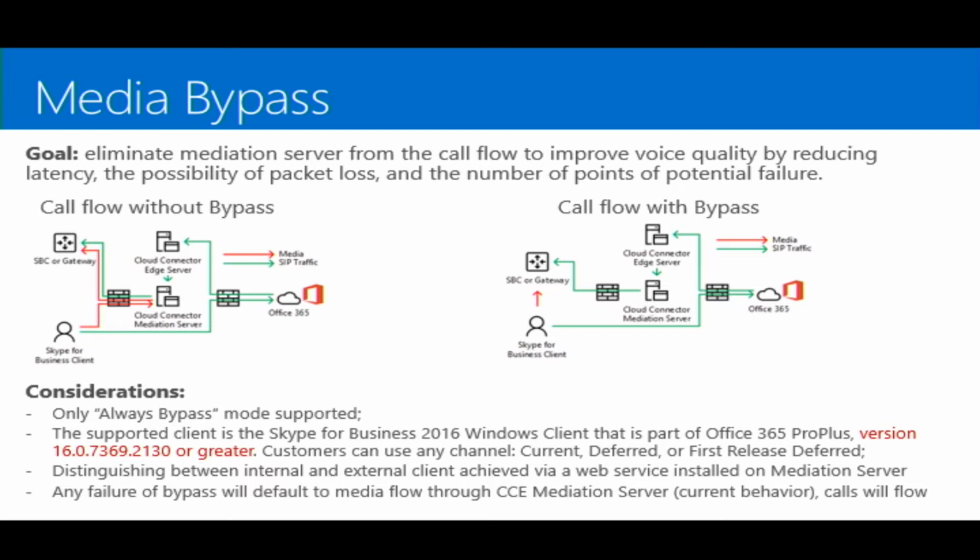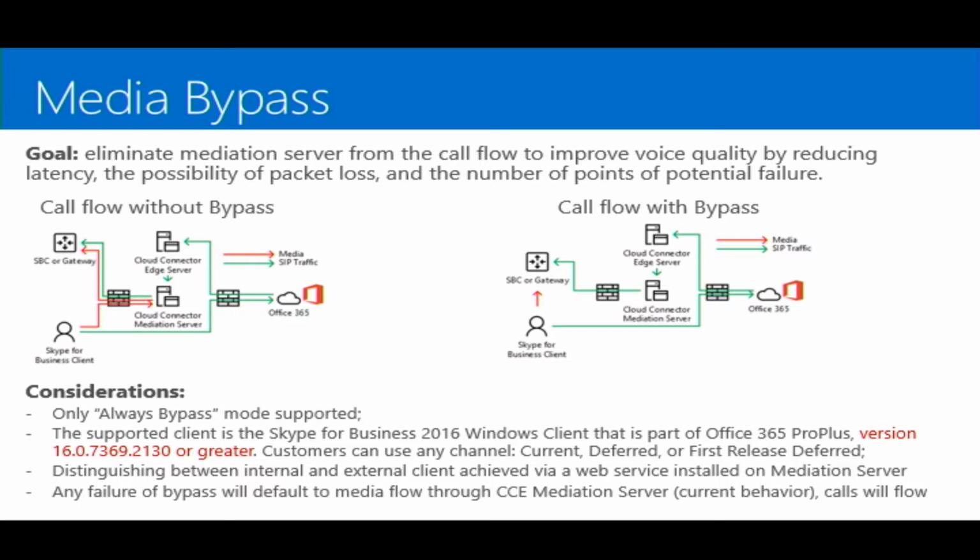Now, on the right, we show the same call with media bypass. And when the media is bypassed, you can see it goes directly from the client to the gateway. Now, obviously, the mediation server helps set this up with the SBC, and the client talks to the SBC, and they authenticate each other and all this. And there are clearly instances or combinations where you don't bypass, and I'll get into that in a minute.